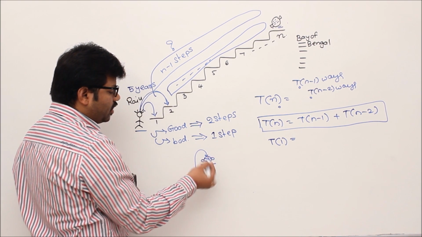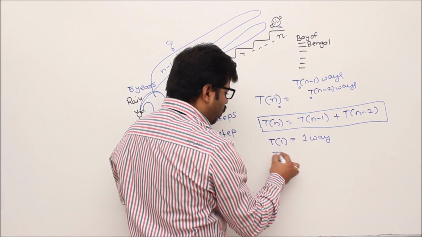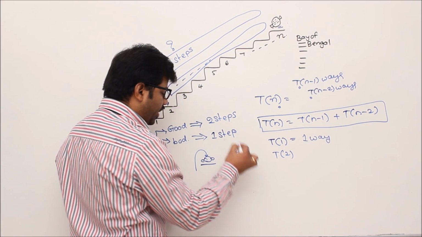Now only one way, isn't it? Directly jumping into that one way. What is T of 2? If there are 2 steps, how many ways can he come to the second step?